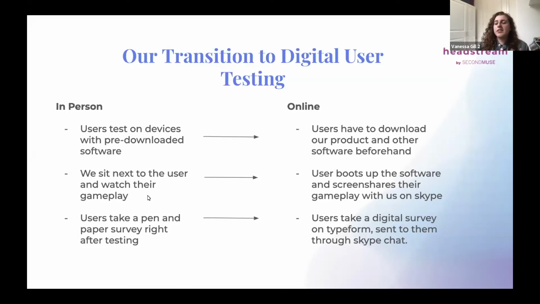So basically, the big three things that were different from in-person to online was that we had people testing on our computers with pre-downloaded software, and we had to make the transition to having these users download all the software themselves, which the logistics of turned out to be pretty difficult. We also had to solve the problem of being able to sit next to a user and watch their gameplay, and try to make that remote. And the last thing for us was having our users take anonymous surveys, which we usually just did with pen and paper. We were able to just turn our backs. So those were the three things that we really had to solve.